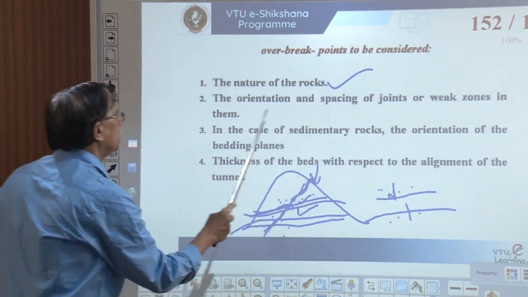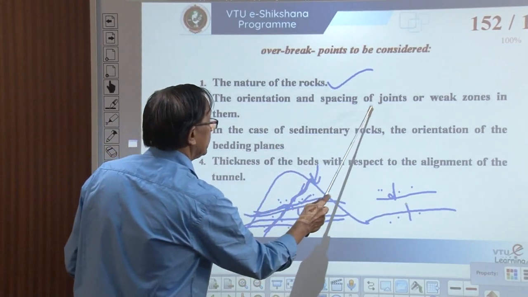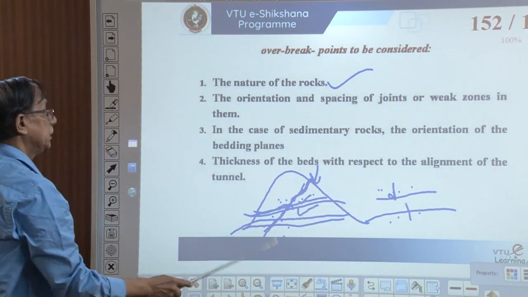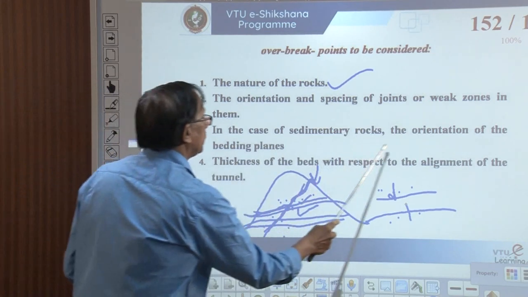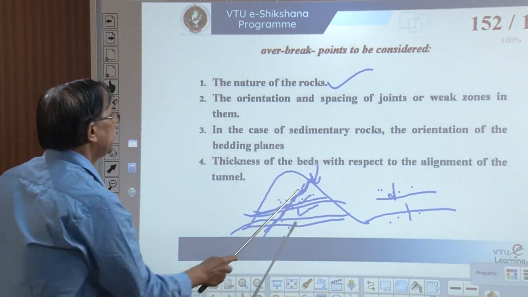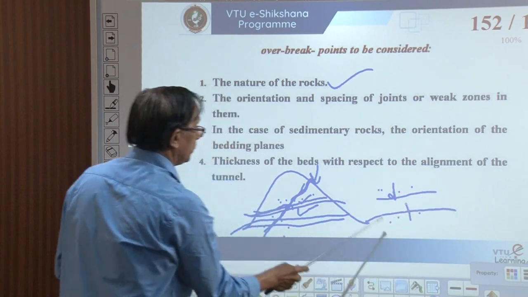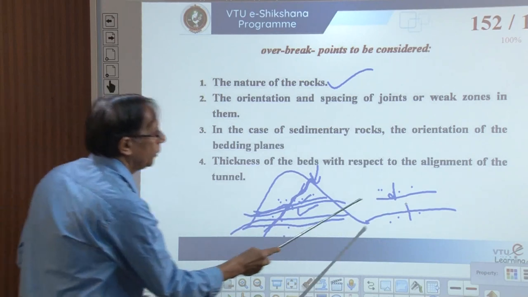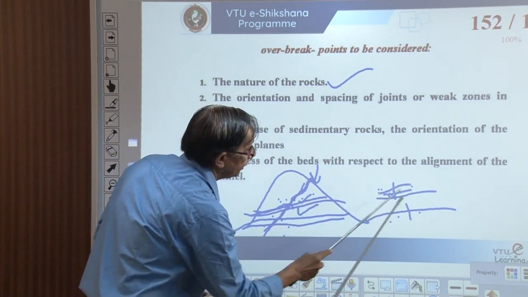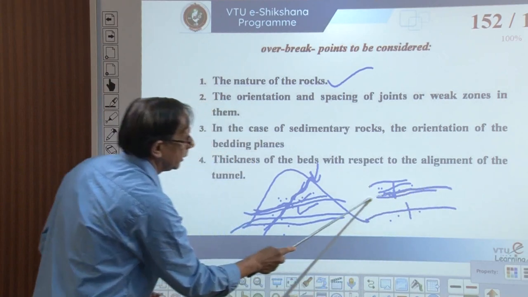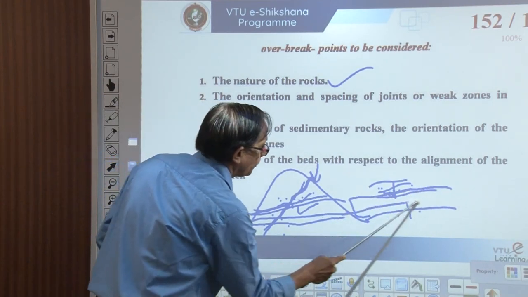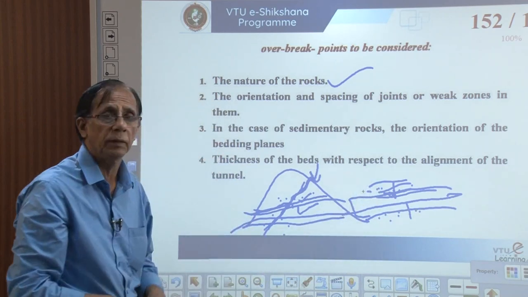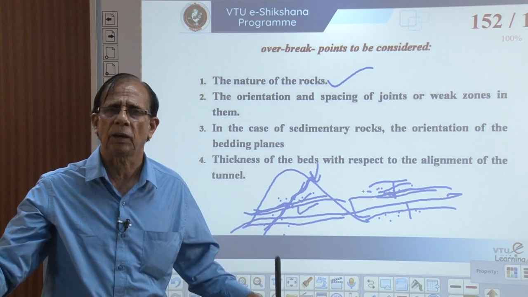Therefore, additional problems result, especially in sedimentary rocks, orientation, spacing of joints, in case of sedimentary, orientation of the bedding plane. Thickness of the beds with respect to alignment of the tunnel. If throughout the same rock formation, fine. If in the overbreak very thin layers, I have selected this layer, this was thick enough, I have planned my tunnel, but in the overbreak this is very thin layers, then problem starts.